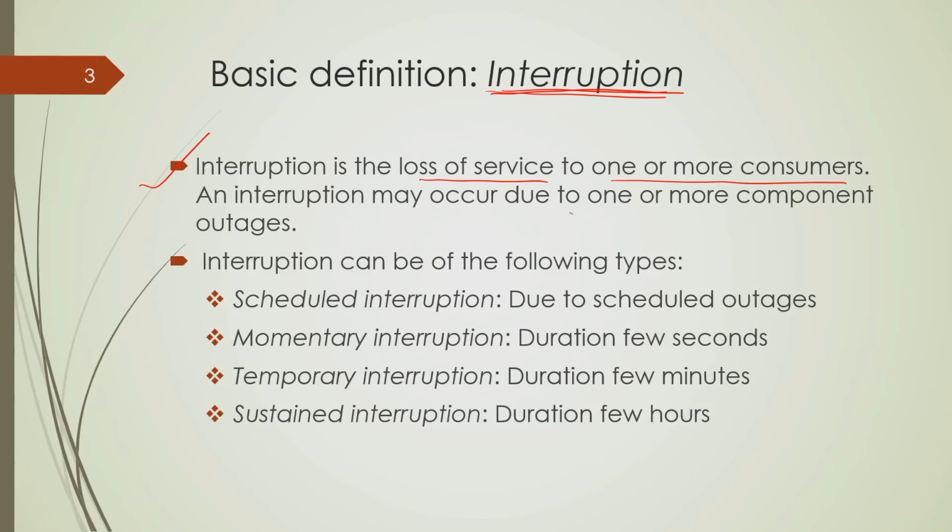So, interruption causes loss of service, whereas an outage may or may not cause it. That is the major difference, and an interruption may occur due to one or more component outages.